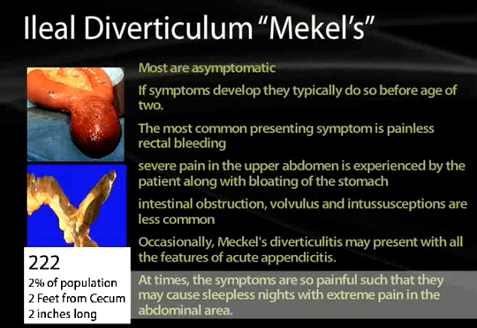One way that they think of the Meckel's diverticulum is the rule of 2s: they occur in 2% of the population, they're 2 feet from the cecum, and they tend to be about 2 inches long. Here you can see an unaffected diverticulum in the inferior picture.